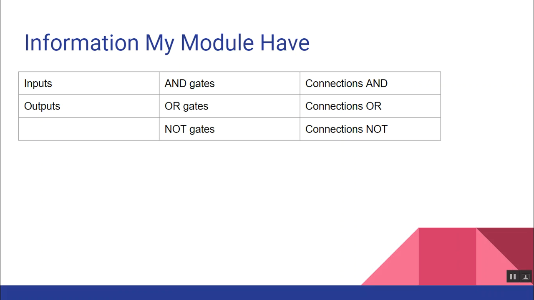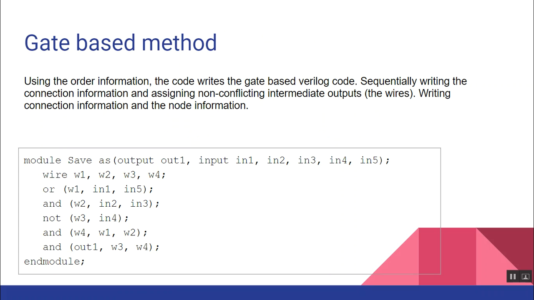The information regarding the input pins, the output pins, AND gates, OR gates, and the respective connections has been provided previously to this module, and the order of the connections is also provided from the module attached before this. Using the order information, the code writes the gate based Verilog code, sequentially writing the connection information and assigning non-conflicting intermediate outputs, writing connection information and the node information.